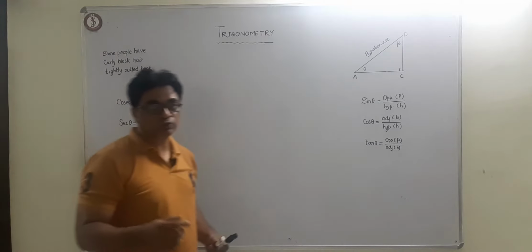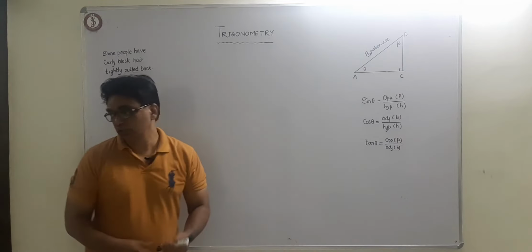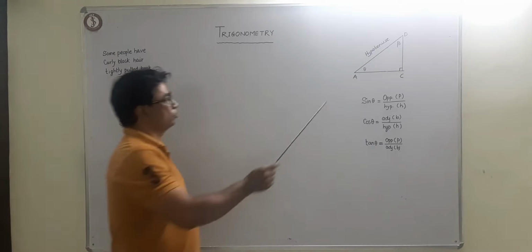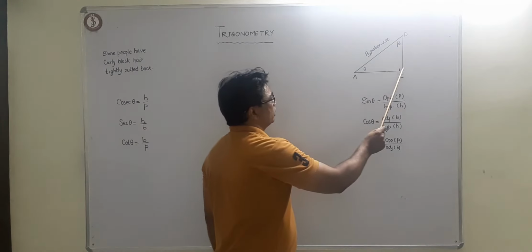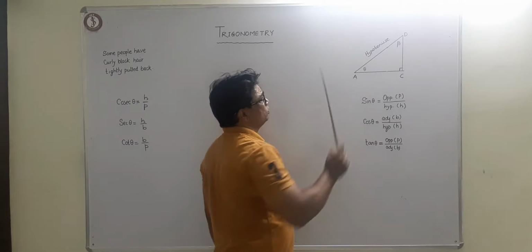Children, we start trigonometry and have a look. We have a right angle triangle over here. Be very careful to look at this. It's a right angle triangle. One angle is 90 degrees. One of the acute angles is theta and another one is beta.